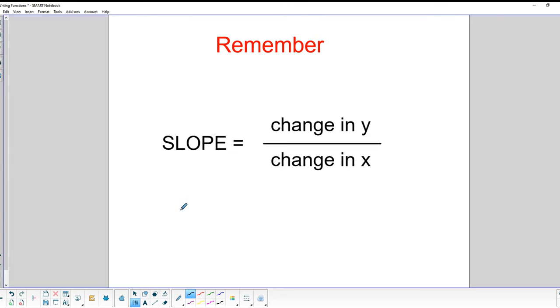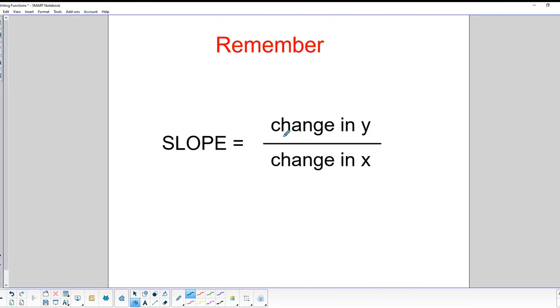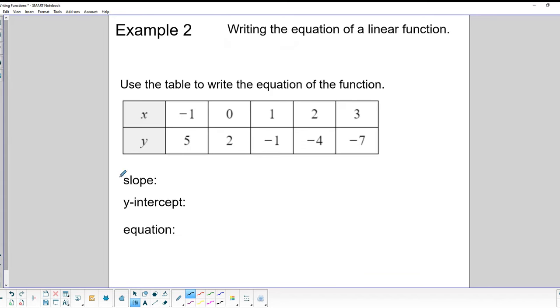Okay, now we want to move on because there's other ways that functions can be represented, and one of those is a table of values. And so if we're given a table of values, we still need to write a function rule for it. So let's remind ourselves that the slope of a function is the change in y over the change in x. And so if we're given this table of values that represents a function, first of all, we need to find the slope and the y-intercept.